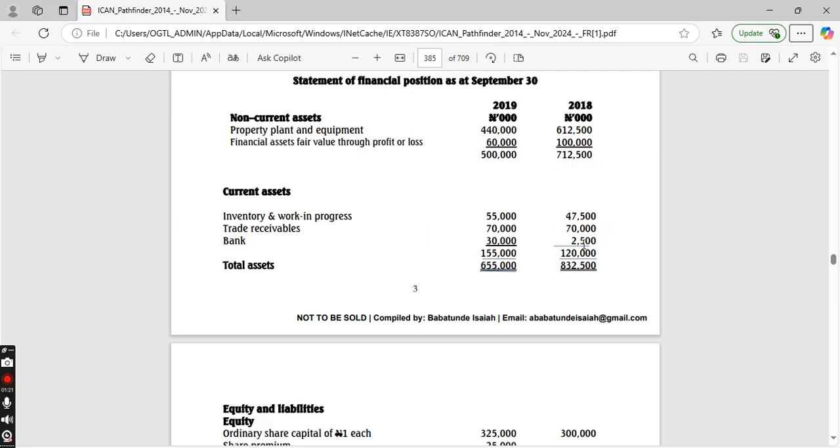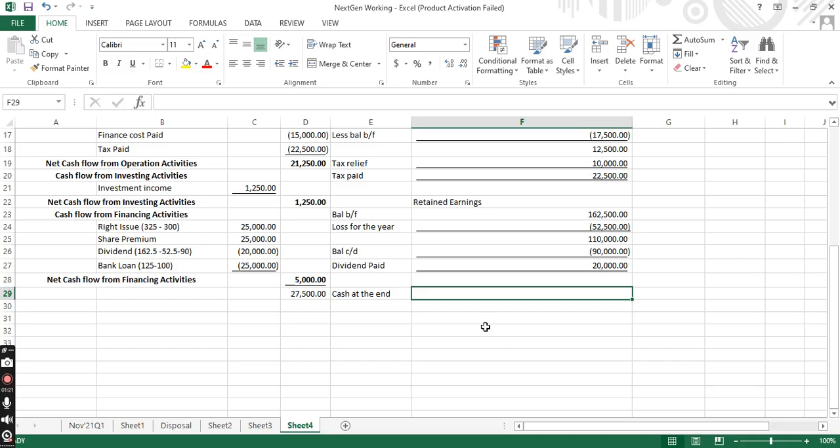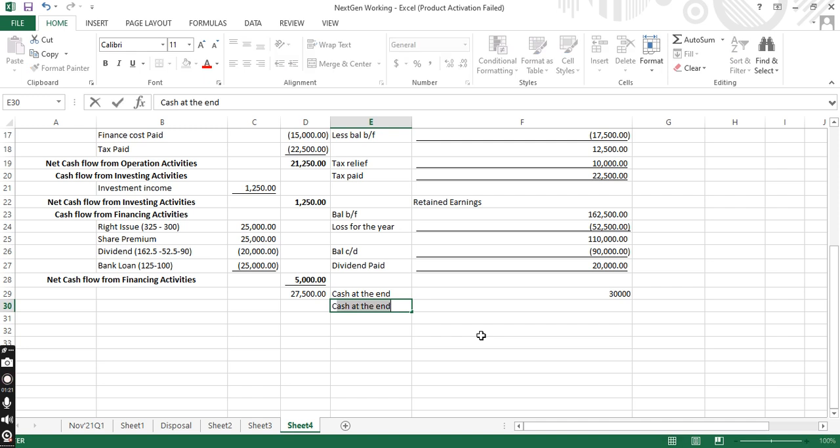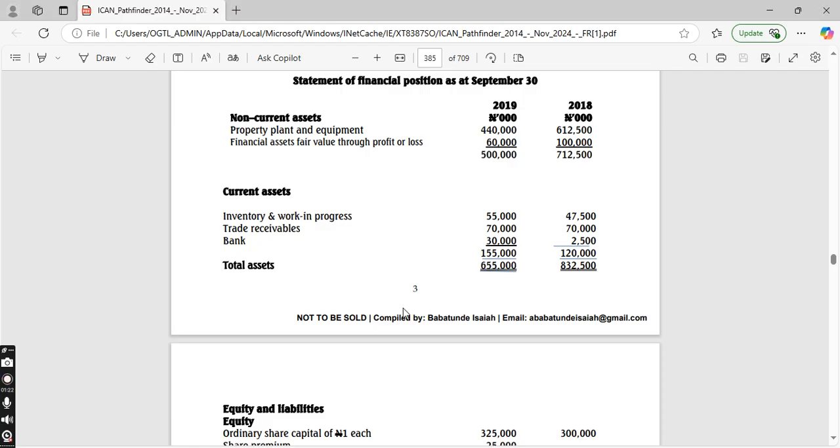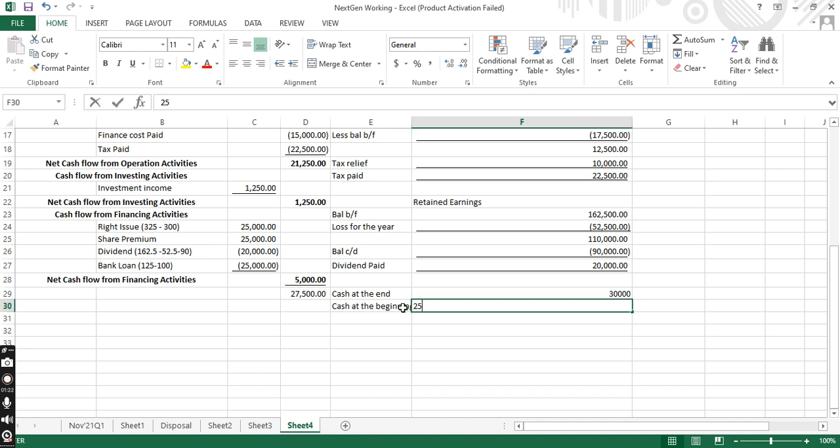We have bank here. We have 25 at the beginning, we have 30,000 at the end, right? So we have 30,000 at the end, cash at the beginning. Cash at the beginning is how much? 2,500. Once you less your beginning from your end, you will know whether you are right or wrong. We are right. 30,000 less 2,500 is 27,500.